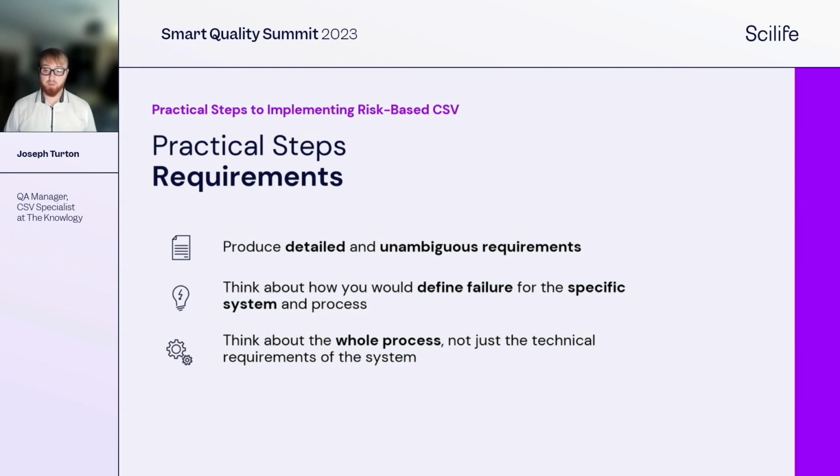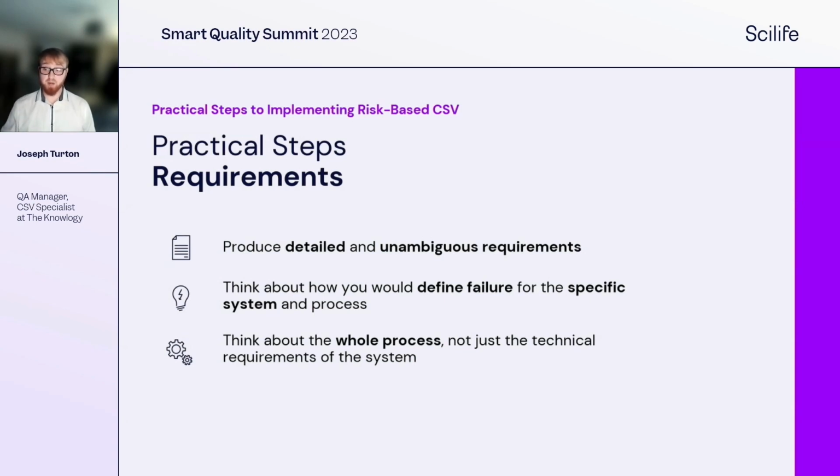Let's go through an overview of the practical steps. As we all know, computerized system validation is a complex beast, but I'll run through some basic steps to implement risk-based approaches within your validation process. The first step in any validation activity is to generate detailed and unambiguous requirements. This is the step that I've found most people struggle with. They struggle to lay out their expectations of a process before they have it in place, or the right requirements around a piece of equipment they want, and then they wonder why the system doesn't work in the way they wanted it to.